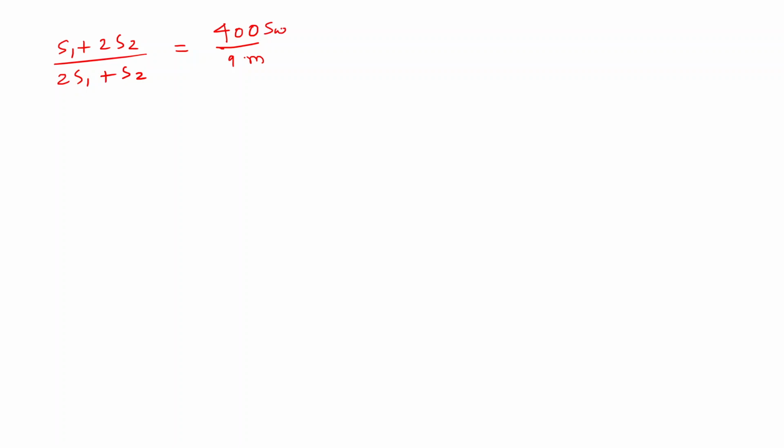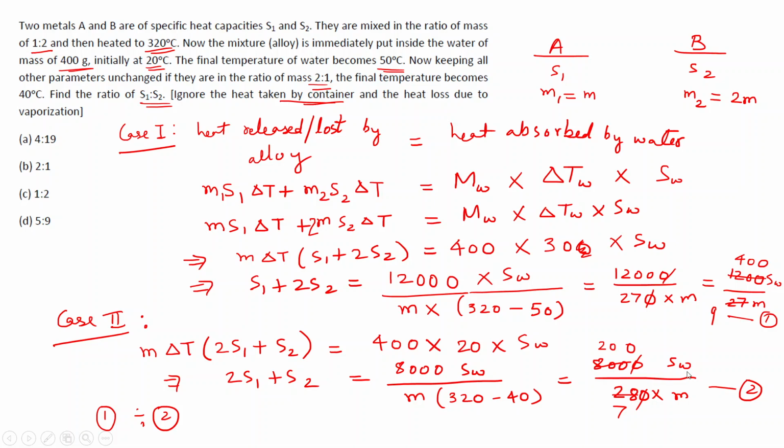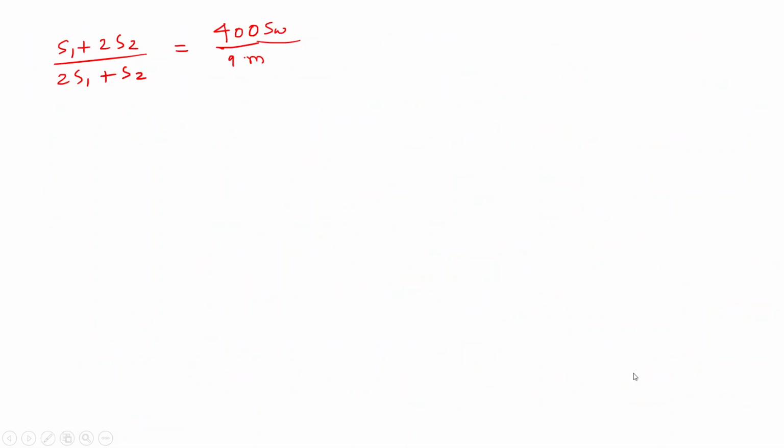Here we have S2, and it will be divided by this, means 7M divided by 200. These ratios will cancel. We'll get 2 times. That means 14 divided by 9.